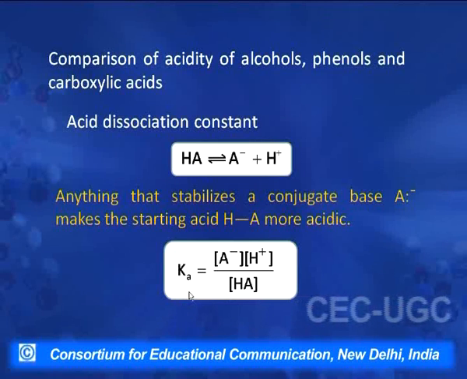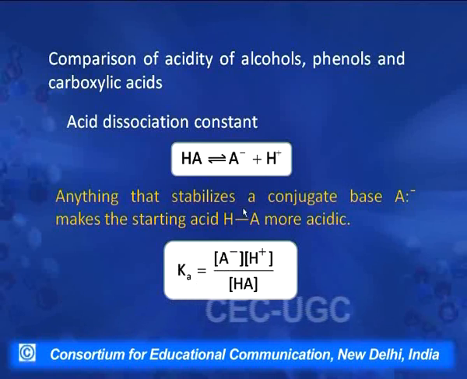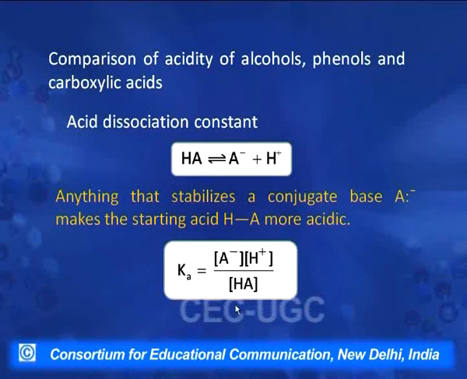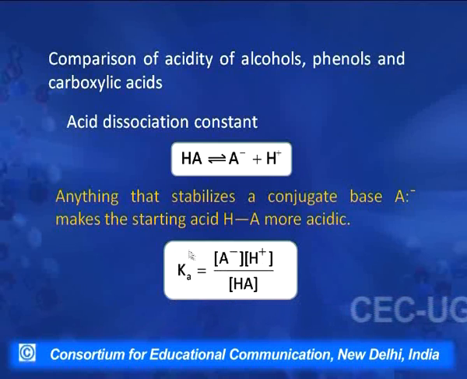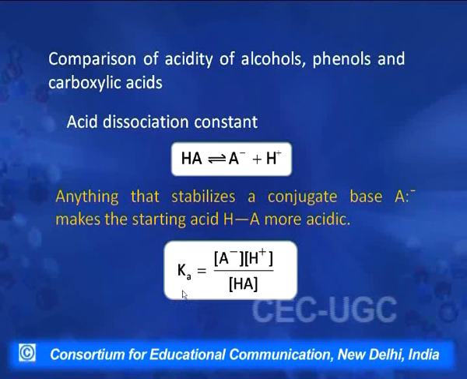And this we can determine mathematically by writing this dissociation constant, we call it Ka, the acid dissociation constant, where the concentration of the anion and the proton are above, and here the concentration of undissociated acid is there. Now, the more the dissociation, the more will be the concentration of these ions, the less will be the concentration of undissociated acid, and the higher will be the value of Ka. So, we can directly compare by knowing the value of Ka, that the higher the value of Ka, the stronger is the acid.